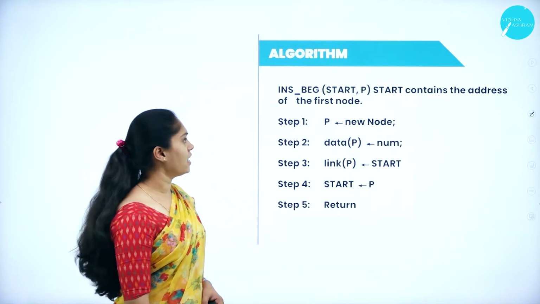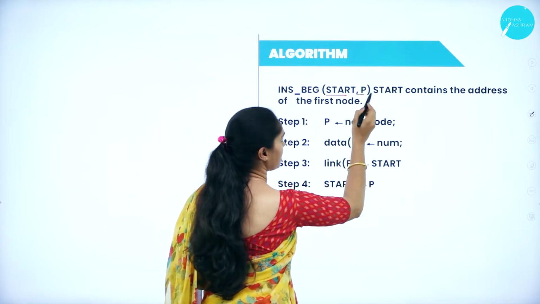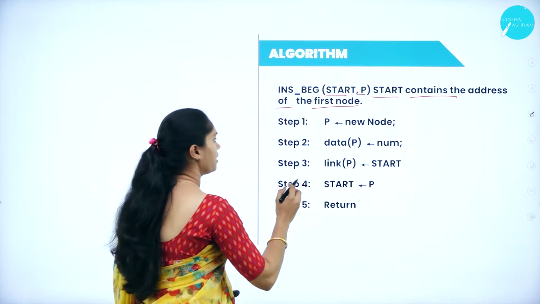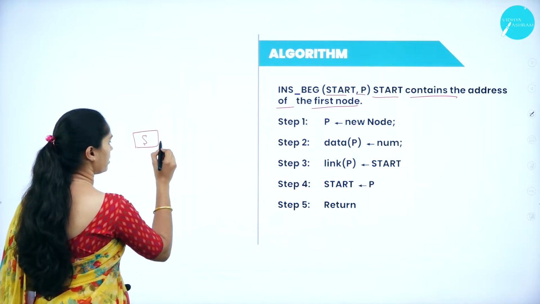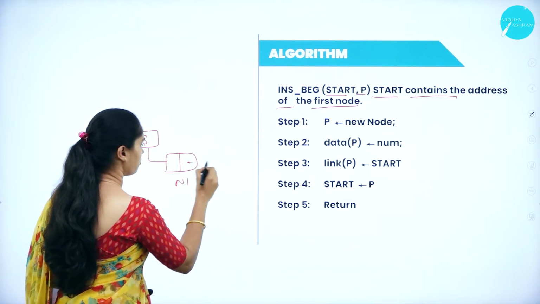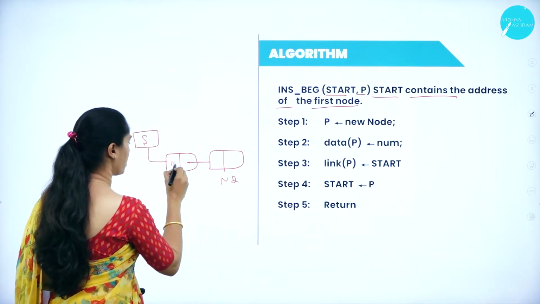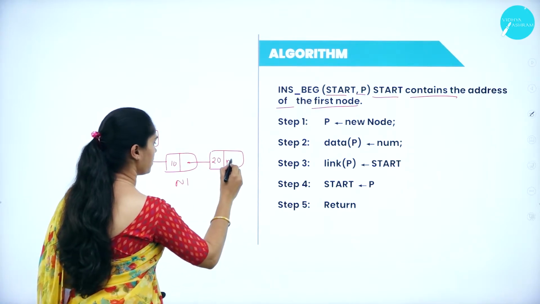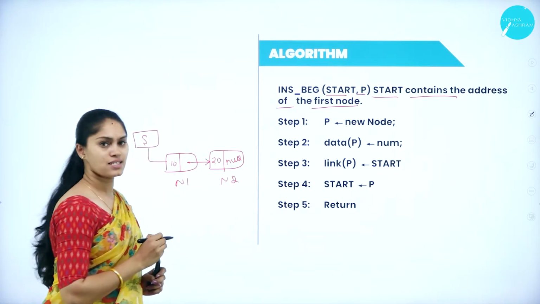Now we'll see the algorithm for insertion at the beginning. We have start and p. Start contains the address of the first node. First, consider this is the start pointer and it is already pointing to two nodes, n1 and n2. This n1 will have 10 and this will have 20, and this will have null as a pointer. Why? Because this is the last node in this linked list.